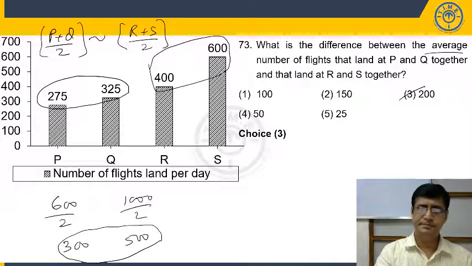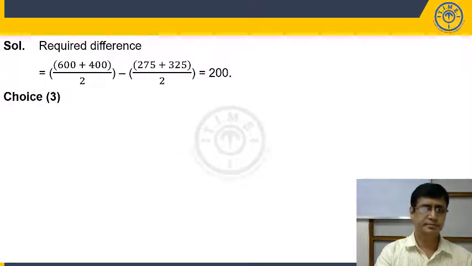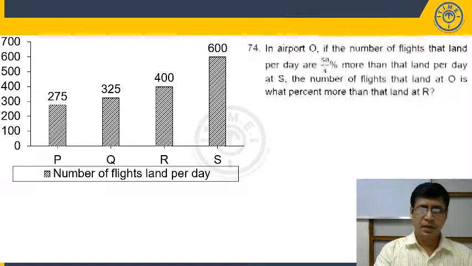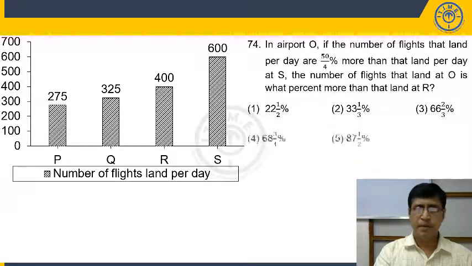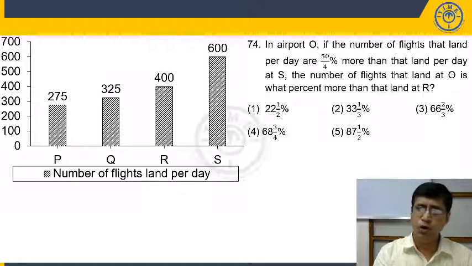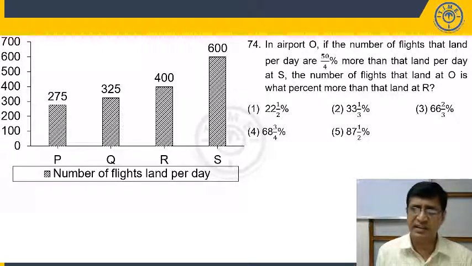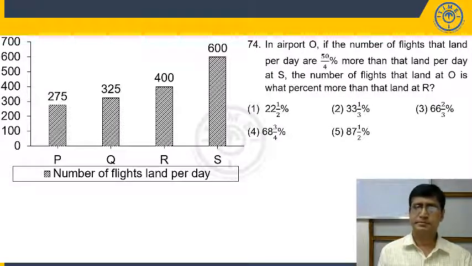Okay. Next example, question number 74. In airport O, if the number of flights that land per day are 50 by 4% more than that land per day at S. The number of flights that land at O is what percent more than that of R? Okay.